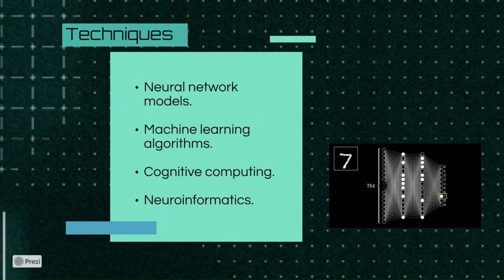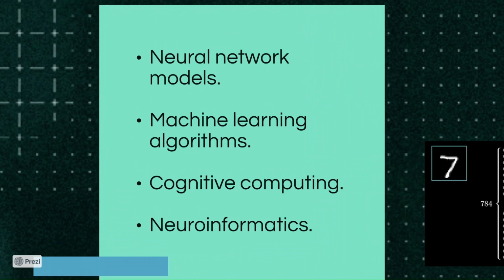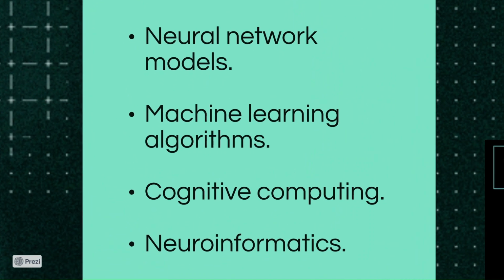Well, there are different techniques that are used in neurocomputing. Number one is the neural network model. These are computational models that are inspired by the structure and function of the brain and are composed of interconnected layers of neurons. The other one is machine learning algorithms. These are algorithms that can learn from data and make predictions or decisions based on that learning.